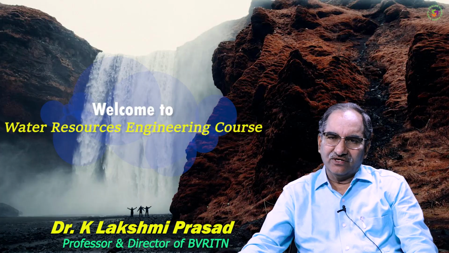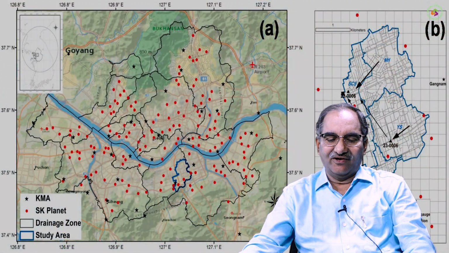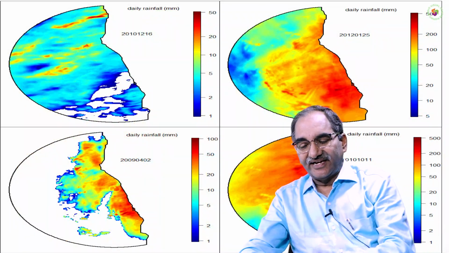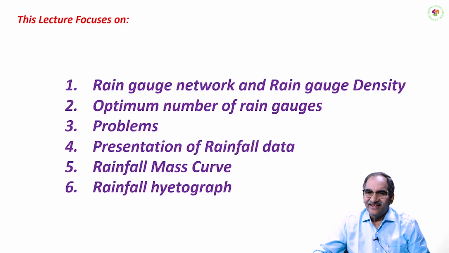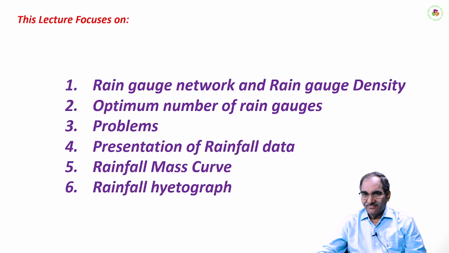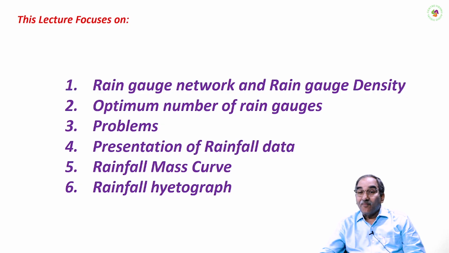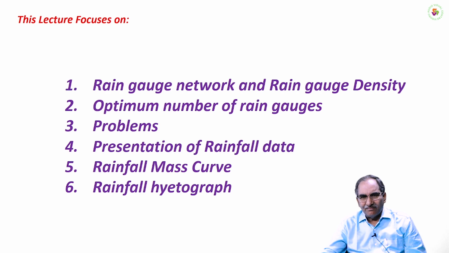In today's lecture, let us focus on rain gauge network, that is also in terms of rain gauge density. Next is the optimum number of rain gauges. How to find out the optimum number of rain gauges? Then, how do you represent the rainfall data?